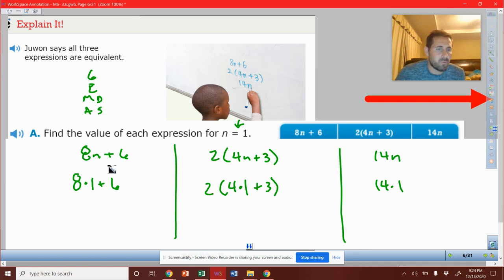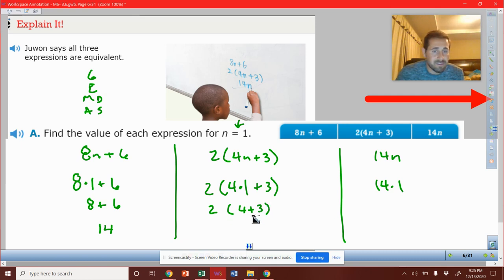Okay, so we have multiplication and addition. Multiplication comes first, so we do 8 times 1 is 8. Then we're just going to bring down the plus 6. So 8 plus 6 is 14. So here, order of operations, we have grouping symbols. Got to do the grouping symbols first. Inside the grouping symbols, we have multiply and plus. So we'll do the multiply first. So we're going to get 2, 4 times 1 is 4.